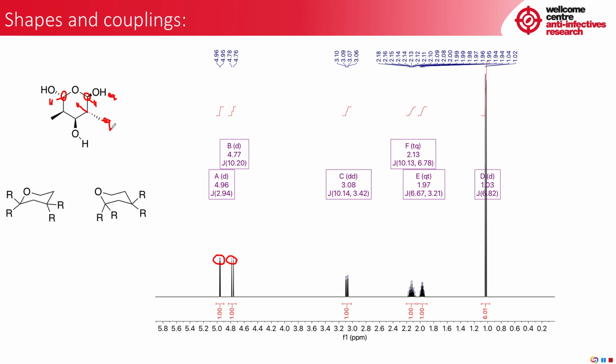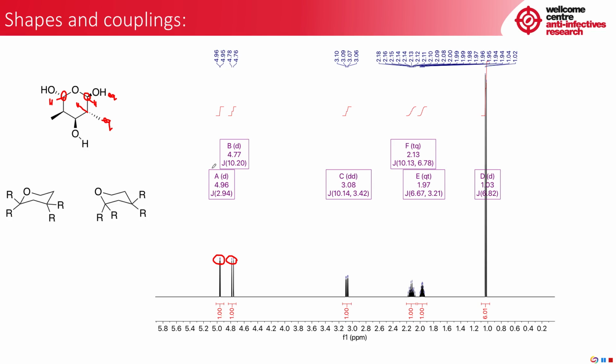So let's look for the next signal. We're looking for a large J coupling doublet and then also a quartet for this methyl group. Now this bond can rotate freely, so we should expect J coupling of around about 7 Hz.